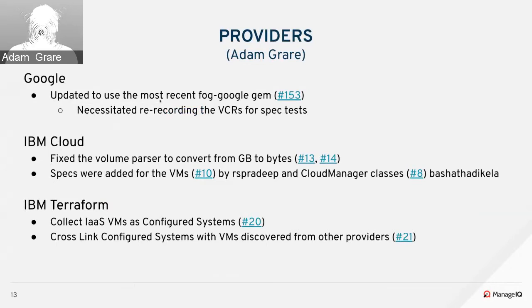For IBM Terraform, we're collecting IaaS VMs as configured systems, which is a change from before. And then we're also cross-linking configured systems with VMs that might have been discovered from other providers. So the IBM Terraform API returns the unique ID for the system, and we're trying to link up configured systems that are discovered by this provider. If you have an Amazon or a VMware provider added to ManageIQ that you're provisioning into, we'll cross-link those configured systems with VMs discovered from those providers' refresh.